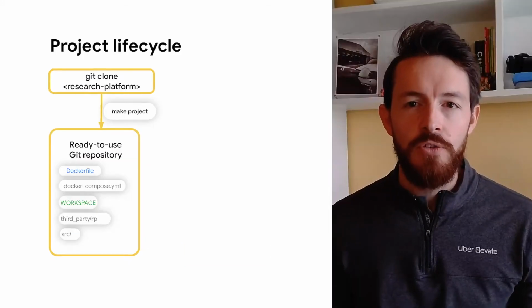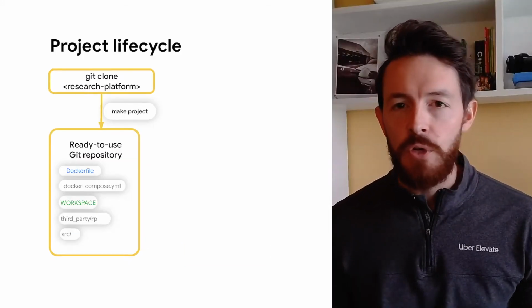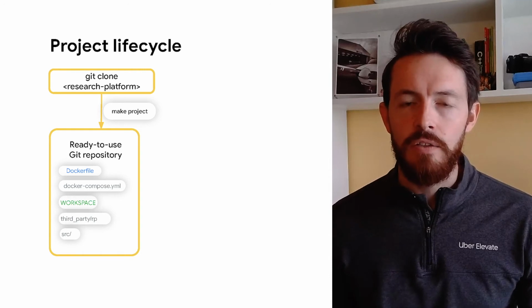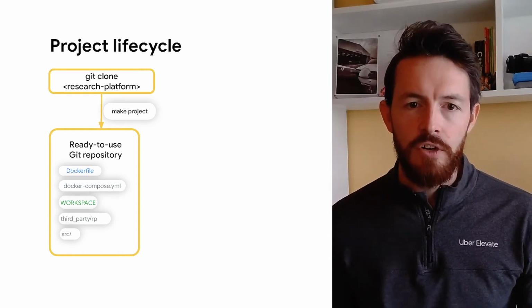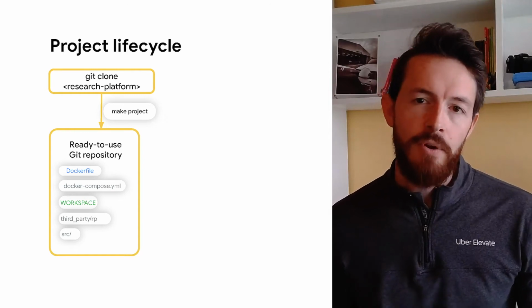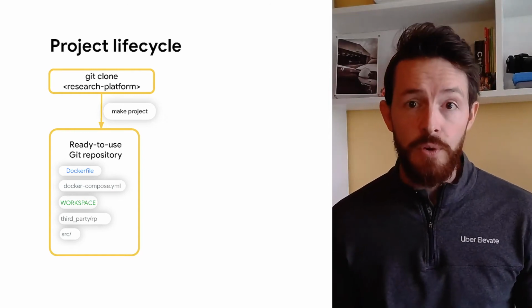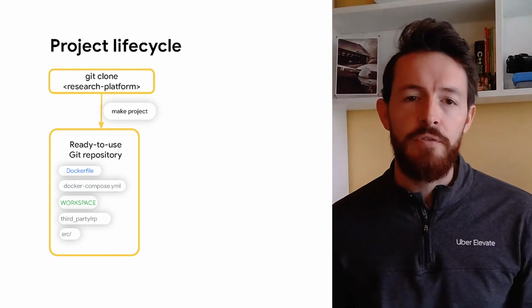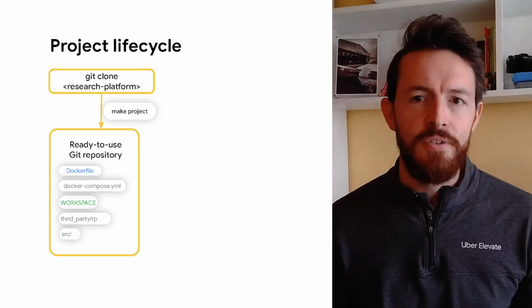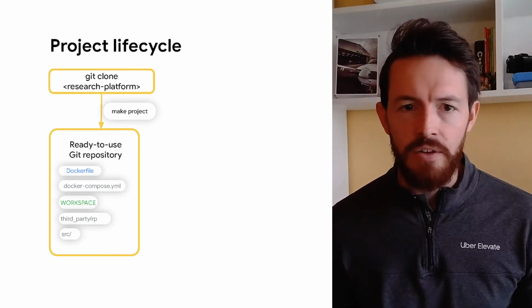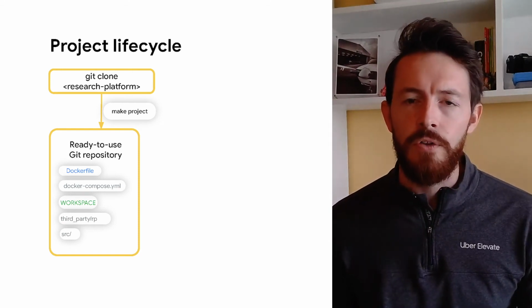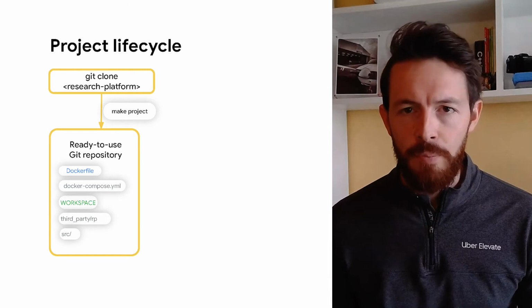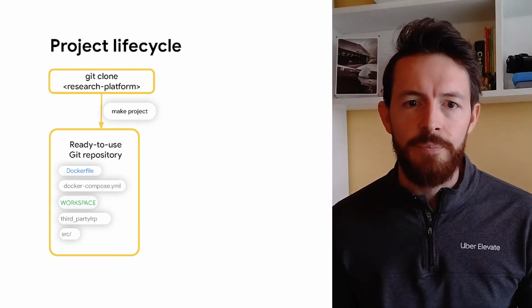So how do you use the research platform? First, you need to clone it. So as soon as you've got the Git repo of the research platform cloned on your dev machine, you can start using make project. Make project will prompt you for a title for your research project, and then it will create for you all the boilerplate you need to start writing research code. So that means a ready-to-use Git repo with all the Docker file and the boilerplate workspace to get ready.